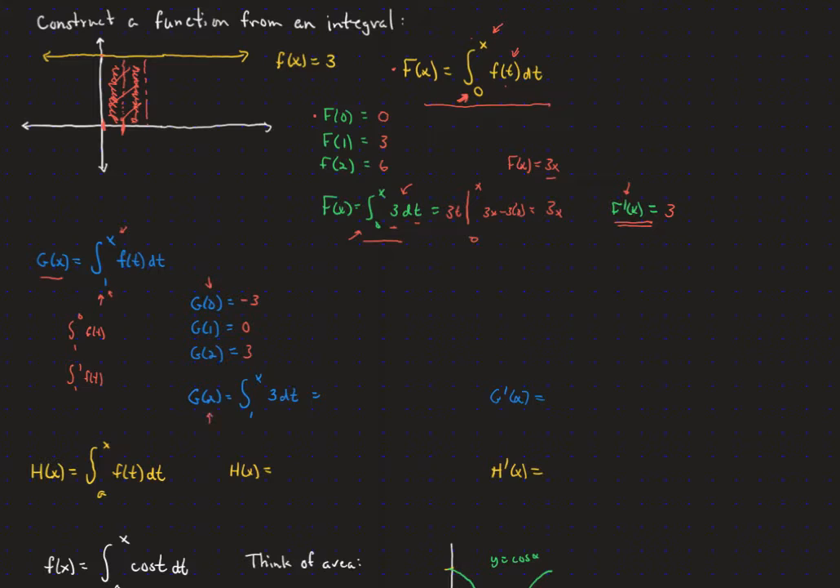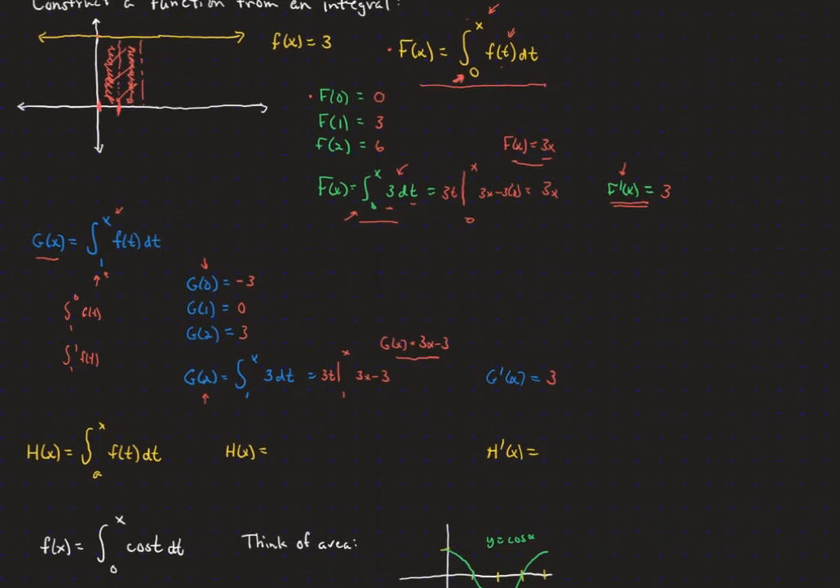To get an equation for capital G of x, rather than defining it just as an integral, we would again get 3t. This time we evaluate that from 1 to x and get 3x minus 3. So G of x, our equation, is 3x minus 3. You can see it's different by a constant than our capital F of x. But since the derivative of a constant is 0, G prime of x is still the same as the derivative of capital F.